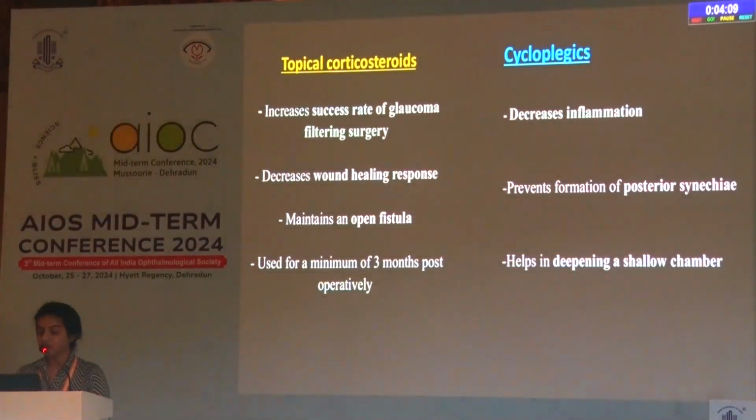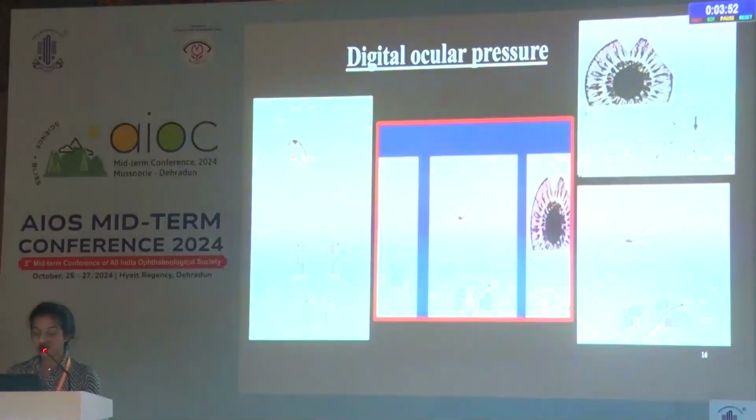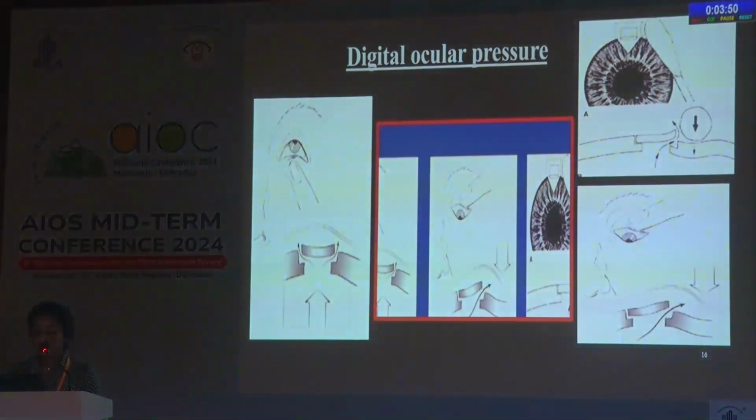So what is the role of topical steroids? They help to increase the success of glaucoma filtering surgery by decreasing the wound healing response, and also help to maintain an open fistula. On the other hand, cycloplegics help to decrease the inflammation and also help in deepening a shallow anterior chamber. Digital ocular massage is really an underestimated procedure post trabeculectomy surgery.